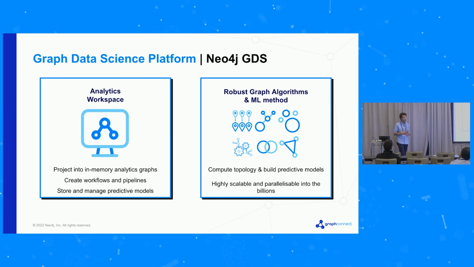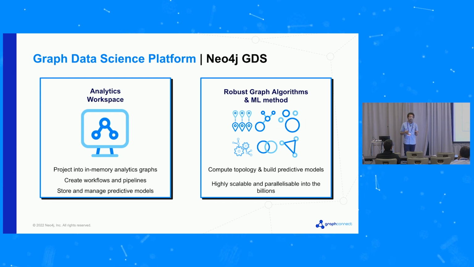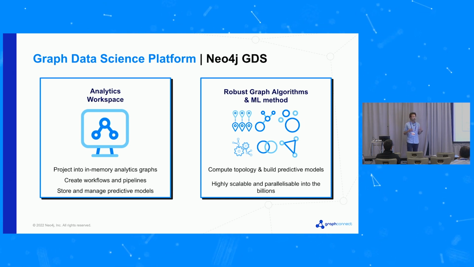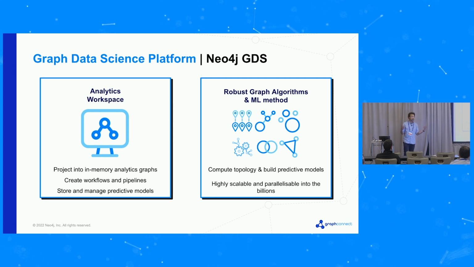And then on the other side is the robust graph algorithms and machine learning methods. So these are things that you can compute topology with, build predictive models, and they're highly scalable and highly parallelizable into the billions of nodes. And we actually scale test this regularly on tens and hundreds of billions of nodes.